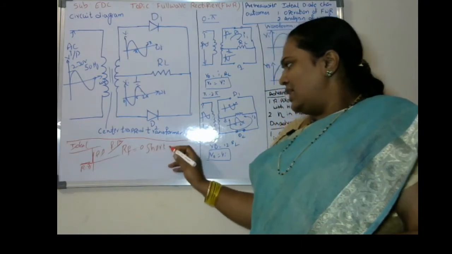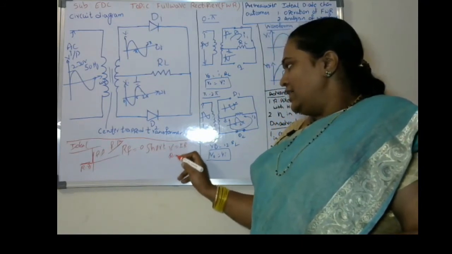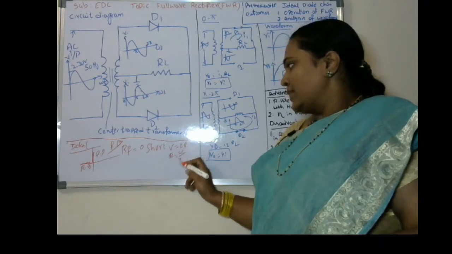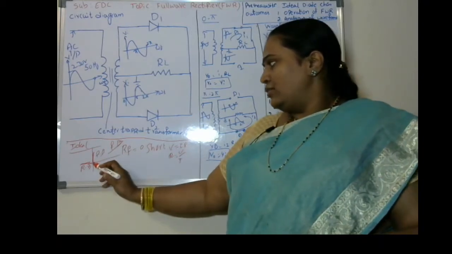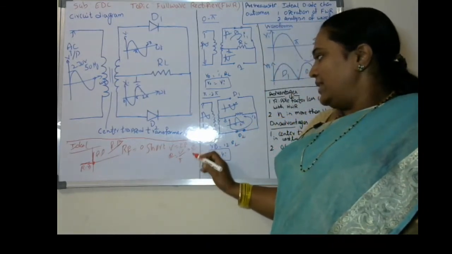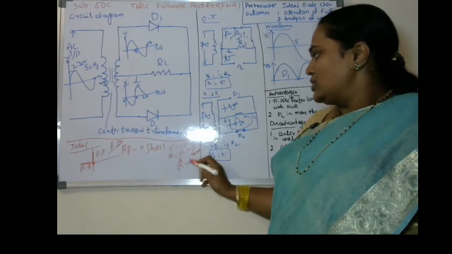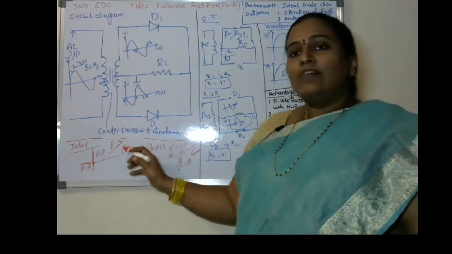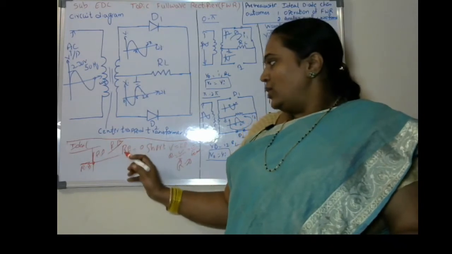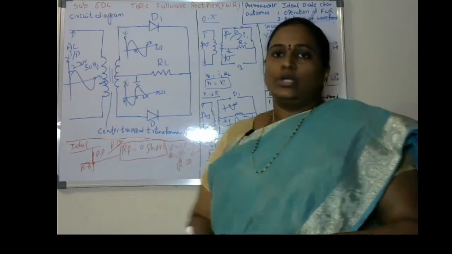Since we know that V equals IR, R will be equal to V by I. If you observe here, the voltage V equals 0. So V equals 0 divided by something, you are going to get R equal to 0. So the forward resistance of the PN junction diode is equal to 0. It acts like a short circuit.